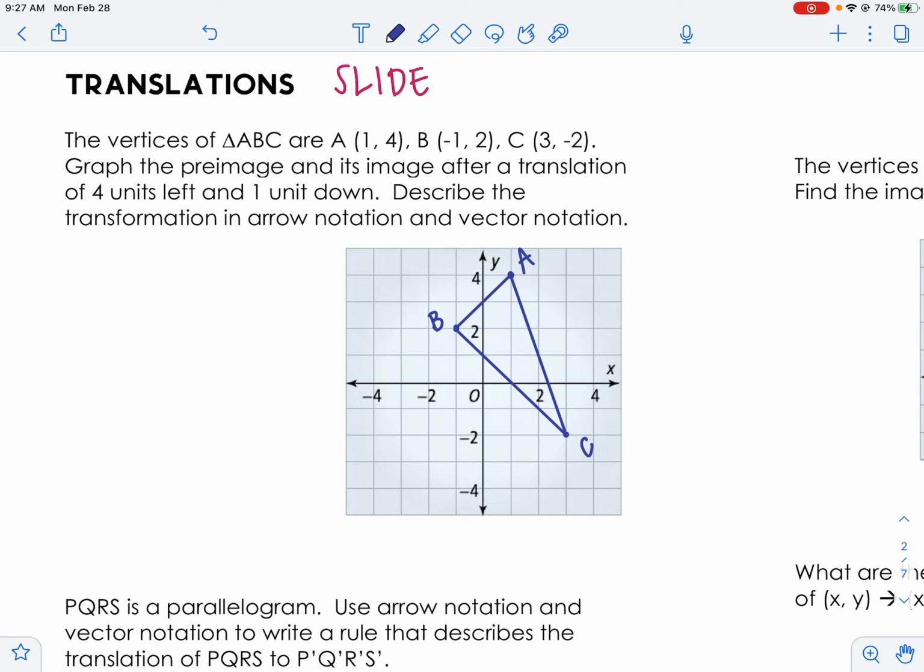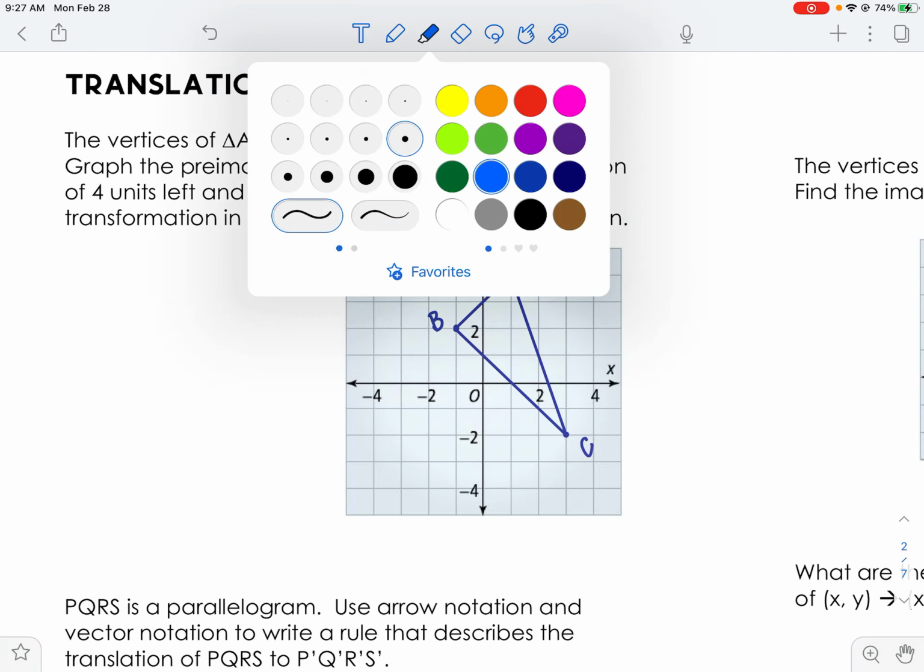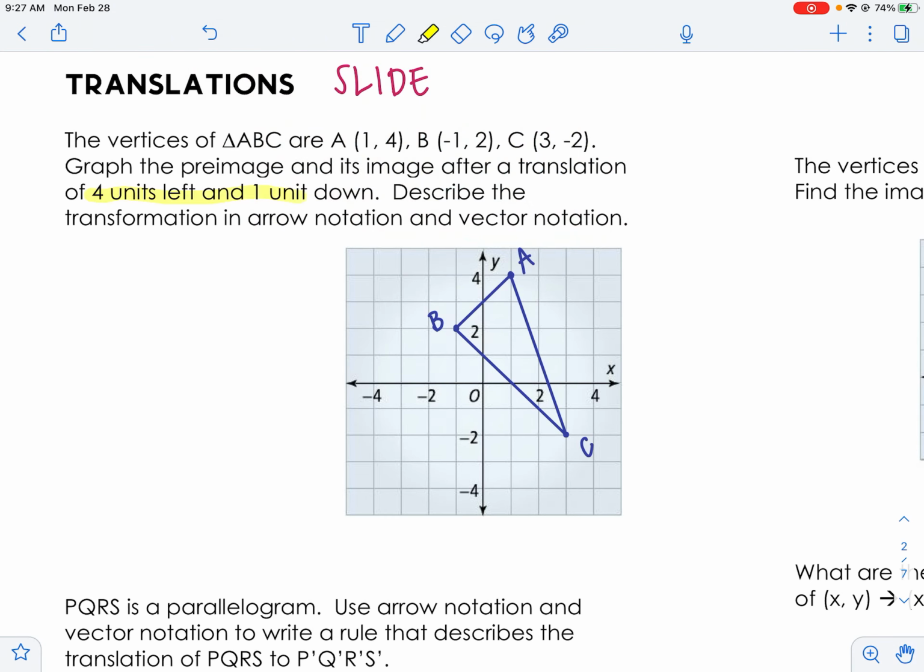Okay. It says graph the pre-image, that's my pre-image, and its image after a translation that's 4 units left and 1 unit down. So what that means is I'm going to take all these points, every single one, and go 4 left and then 1 down. So if I go 4 left, that'd be 1, 2, 3, 4, and then 1 down. So A prime should be there. Remember that whenever I transform it, I'm going to add in that prime. So I'd call it A prime.